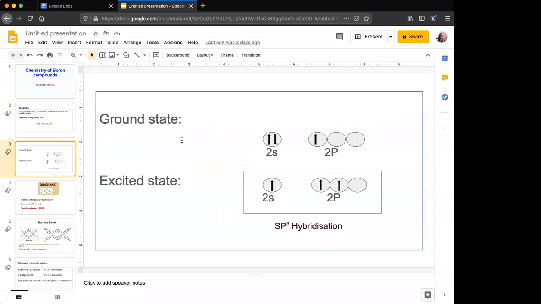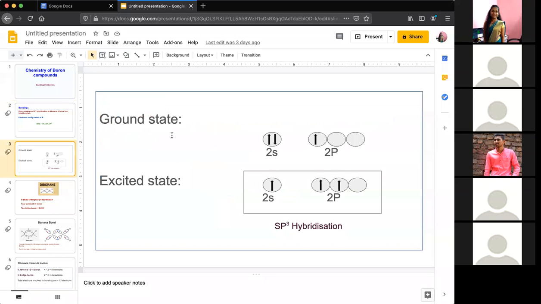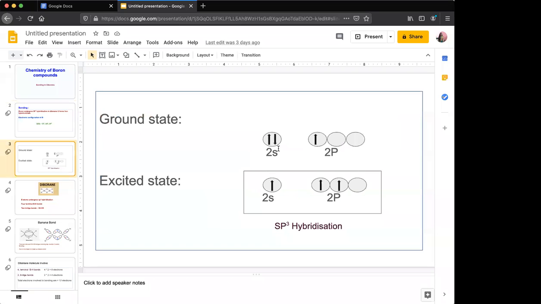So there are two states, the ground state and the excited state. In the ground state we have two energy orbitals, 2s and 2p orbital, right? The 2s orbital is a lower energy orbital and the 2p orbital is a higher energy orbital.